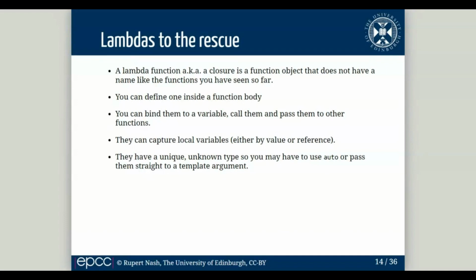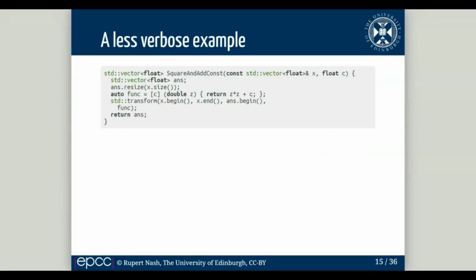They have some unique unknown type, and you may have to use auto or pass them straight into the argument, because they don't have a type you specify when you're calling them and passing them around. So the variable which you assign them to doesn't have a specific known type.